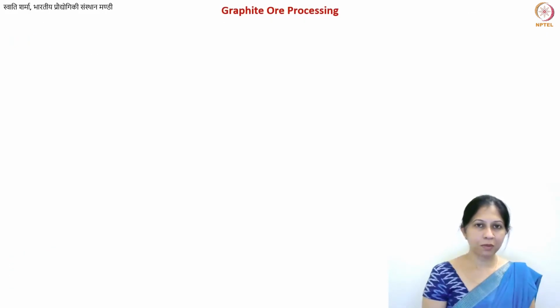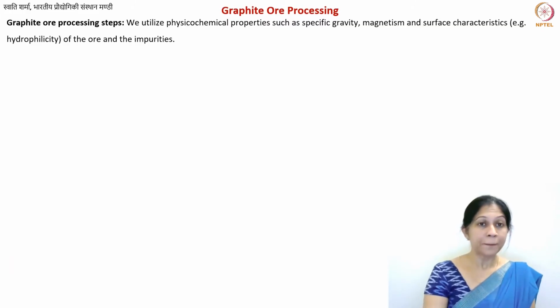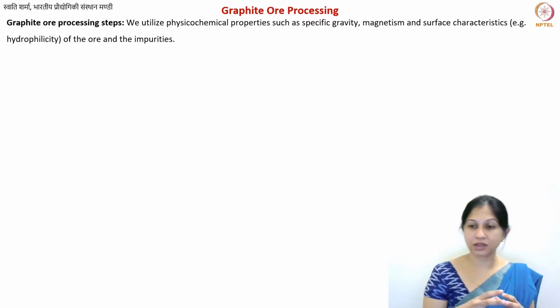Okay, so now we will move on to the actual processing steps for graphite ore. As I mentioned before, we use the surface properties of the material, or by material I mean now also the impurities. So we use surface properties, hydrophilicity and so on. But other than that, if you have any magnetic impurity, for example iron impurities, then that is very easy. You can utilize magnetic forces to separate it out. You can also use certain electrostatic forces to separate out the impurities.